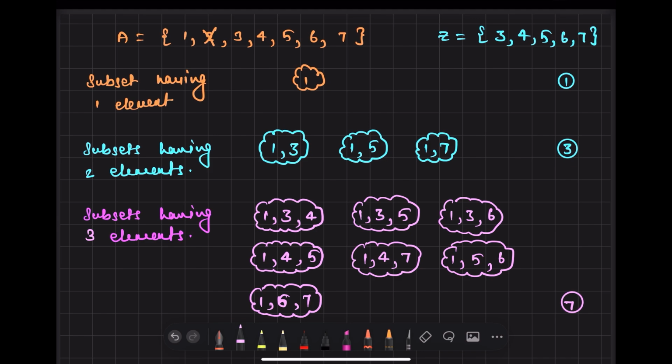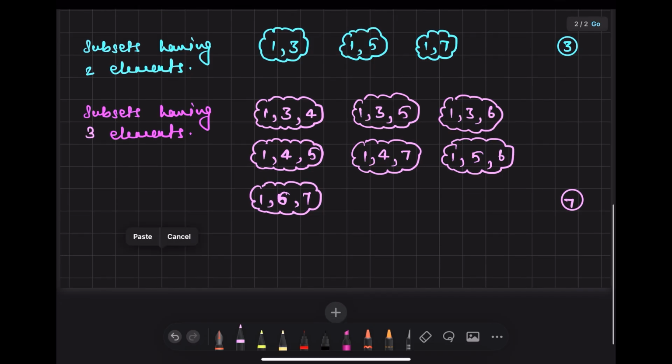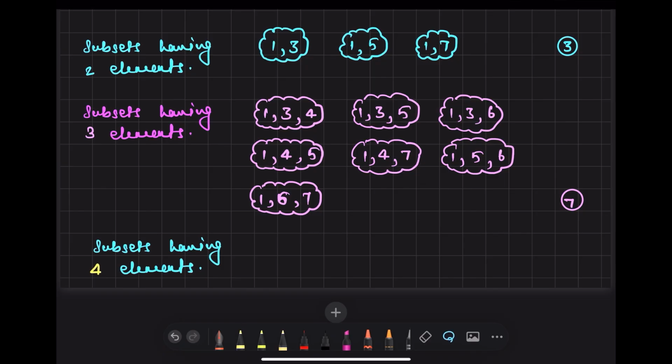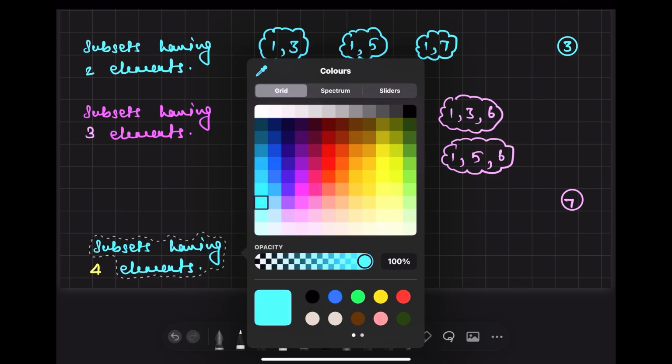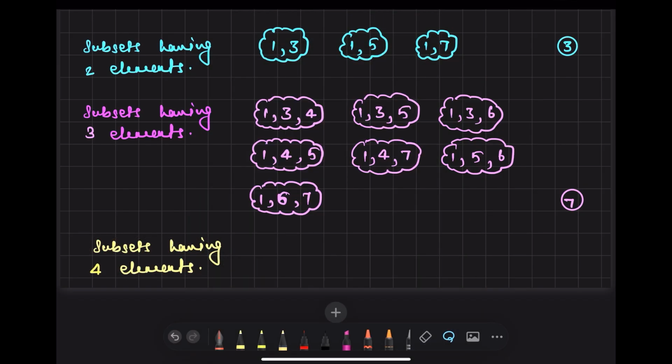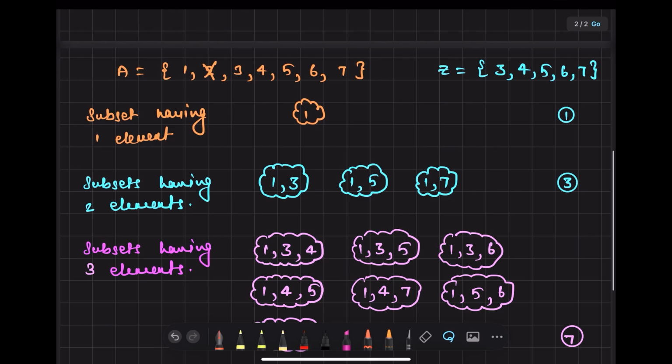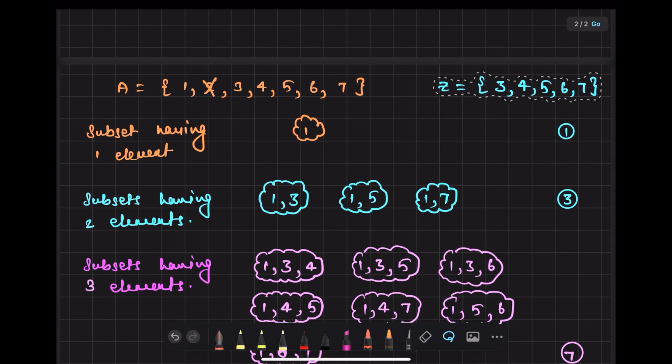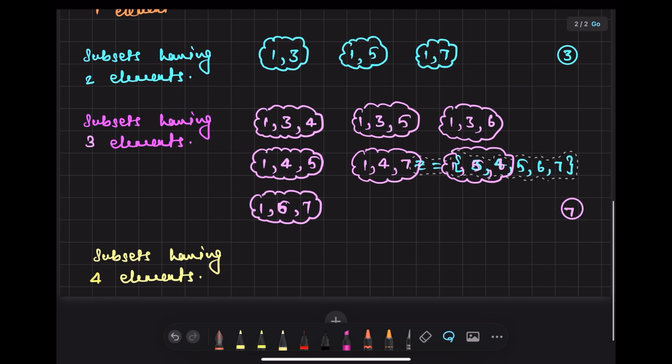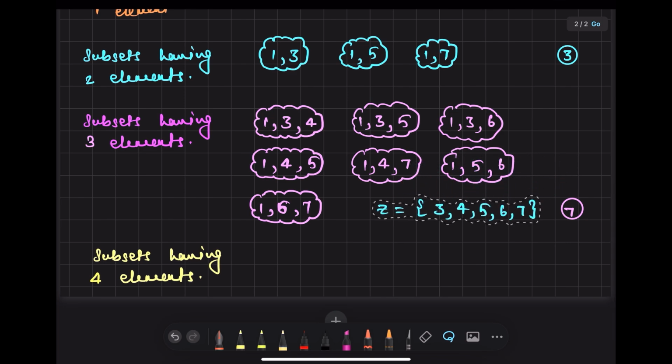Okay. Now we will move on to the next case. This time we will keep 4 elements. Okay. This time we will keep 4 elements. Now what was that? I'll select from here. Okay. So if it is 4 elements, I will fix 3 elements.